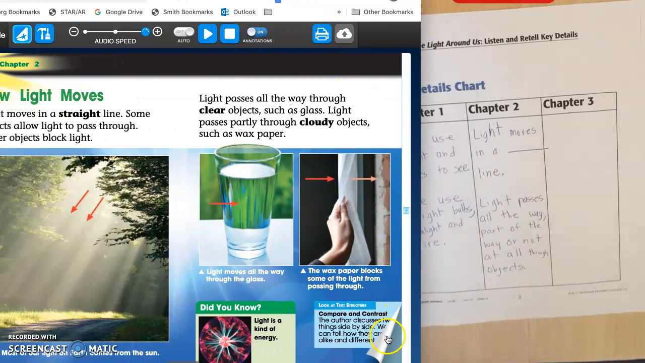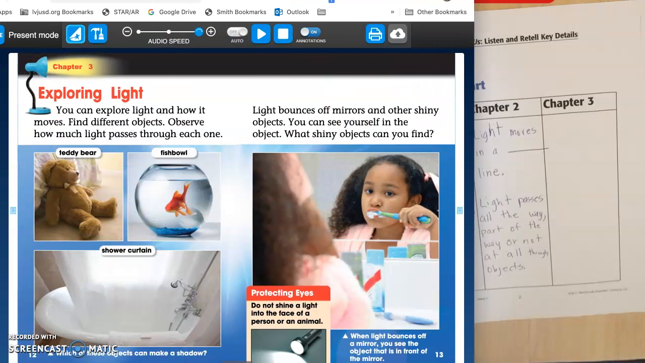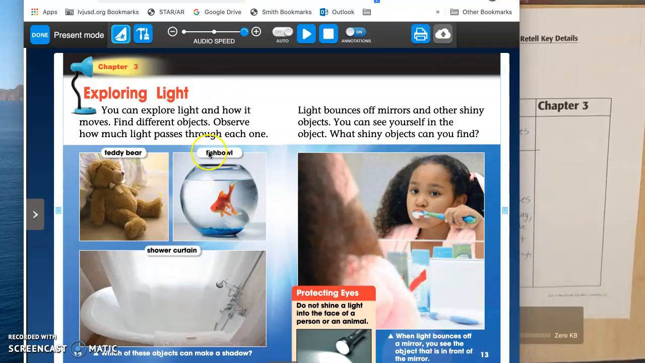Okay, now let's go to chapter 3. Exploring light. Remember to always use the heading to think about what key details are in the text. You can explore light and how it moves. Find different objects. Observe how much light passes through each one. Light bounces off mirrors and other shiny objects. You can see yourself in the object. What shiny objects can you find?